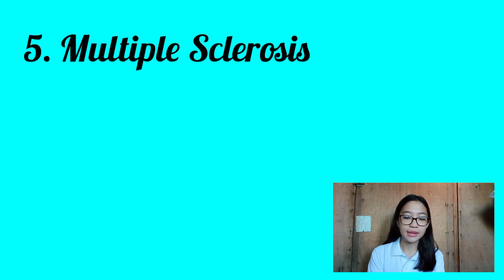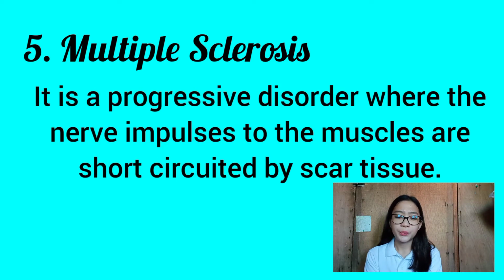The fifth type is the multiple sclerosis. It is a progressive disorder where the nerve impulses to the muscles are short-circuited by scar tissue. Initially, mild problems may occur, but as the attacks continue, a person may develop a multitude of problems. This includes severe visual impairment, speech disorder, loss of bowel and bladder control, and paralysis. So symptoms may regress as remission occurs.